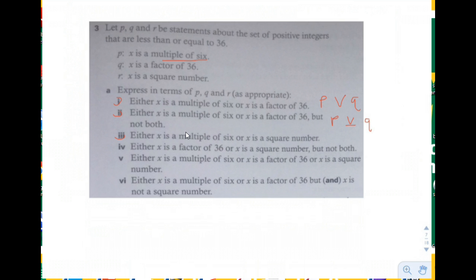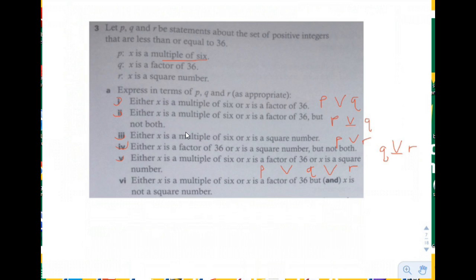Number 3. Either X is a multiple of 6 or X is a square number. So it's P or R. 4. Either X is a factor of 36 or X is a square number, but not both. So factor of 36 is Q, and R is X is a square number, but not both, so it would be exclusive or. Number 5. Either X is a multiple of 6, which is P, or X is a factor of 36, which is Q, or X is a square number, which is R. And it says or, so we'll just put or.